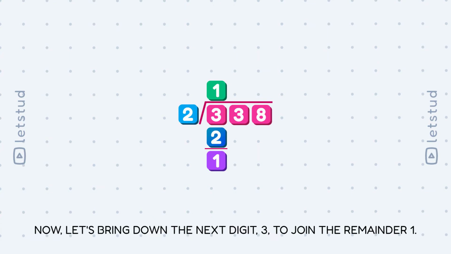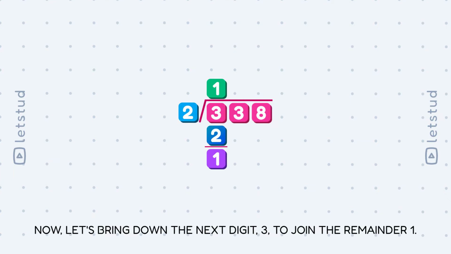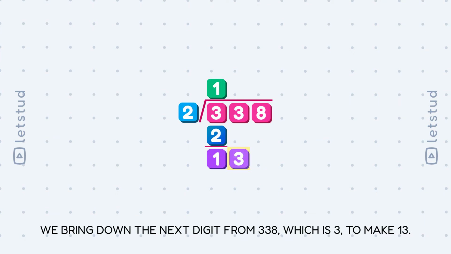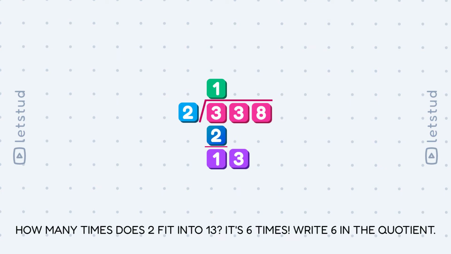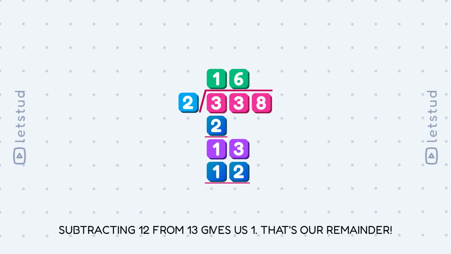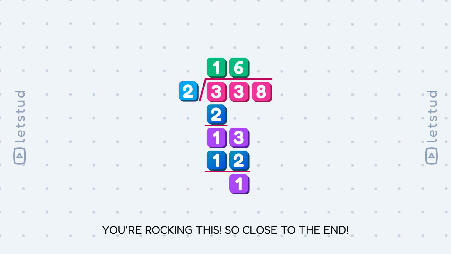Now let's bring down the next digit 3 to join the remainder 1. We're on to our next step. Look at the new number we have, 13. We bring down the next digit from 338, which is 3, to make 13. How many times does 2 fit into 13? It's 6 times. Write 6 in the quotient. Let's multiply. 6 times 2 equals 12. Write 12 under 13. Subtracting 12 from 13 gives us 1. That's our remainder. You're rocking this, so close to the end.